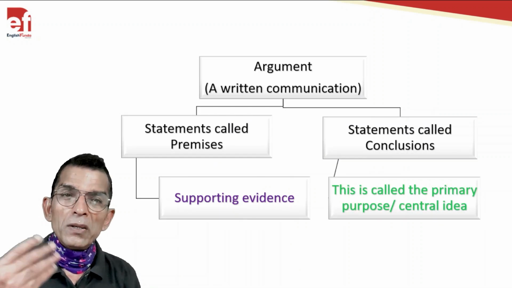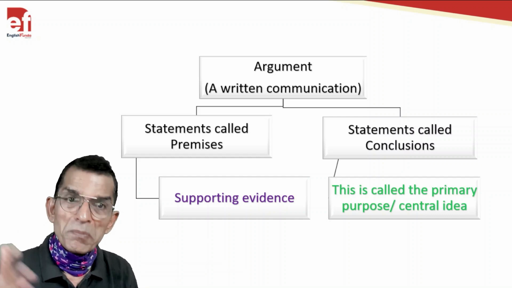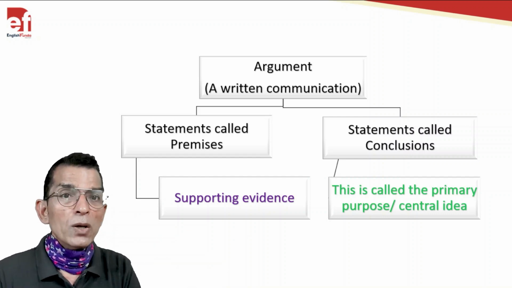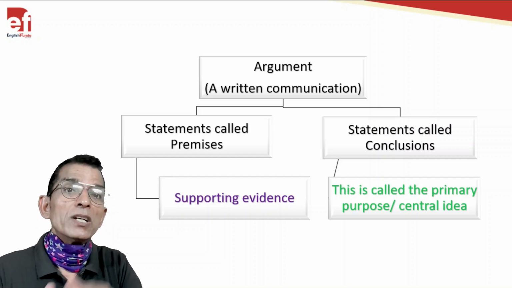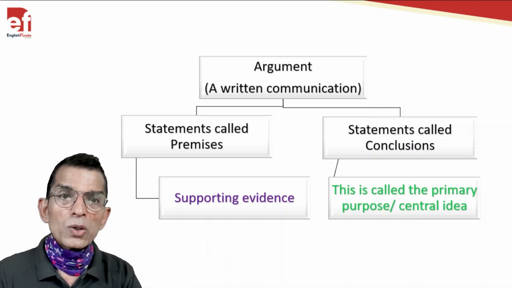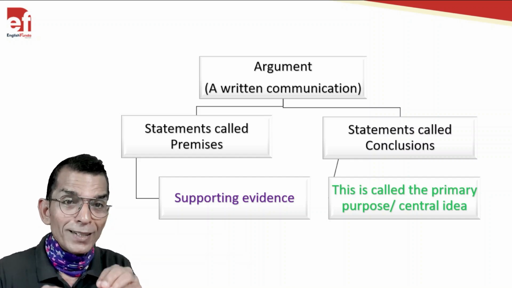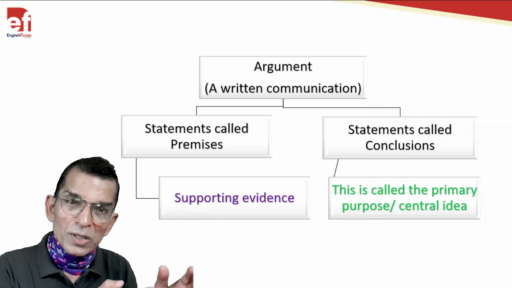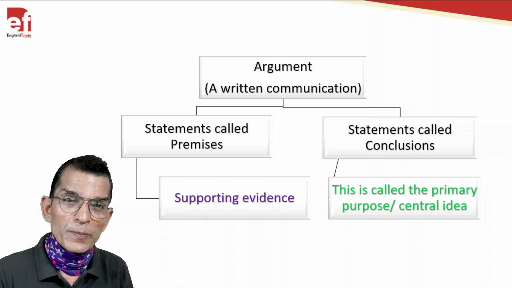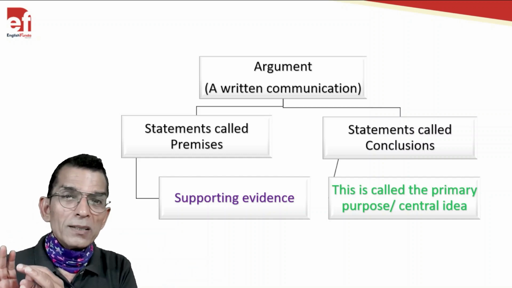First of all, recollect from the last class that an argument is a written communication. Any paragraph, any passage where the author makes a point is called the argument, and it can be divided into two components. One is the premise, the basis on which he draws conclusions. Premises are the supporting evidence, and the statements called conclusions form the primary purpose or the central idea. Do you get my point? The conclusion, the point of view the author wants to make, is called the primary purpose or central idea. And the support he gives to form his idea is called the premises.